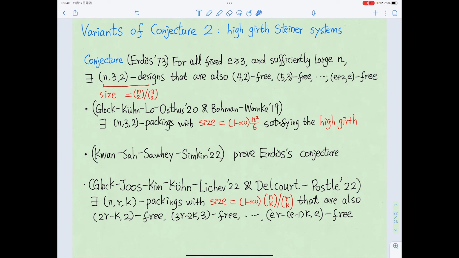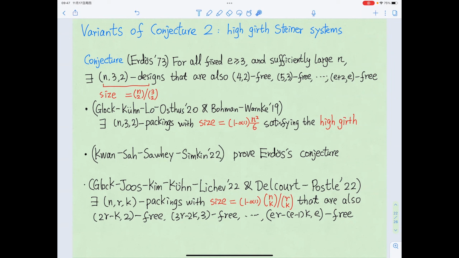In '73, Erdős conjectured that for all fixed e, and sufficiently large n, there exist (n, 3, 2) designs that are also (4,2)-free, (5,3)-free, and (e+2, e)-free. So these three-graphs not only form the design, but they are also sparse. So I just call such designs high girth Steiner triple systems.